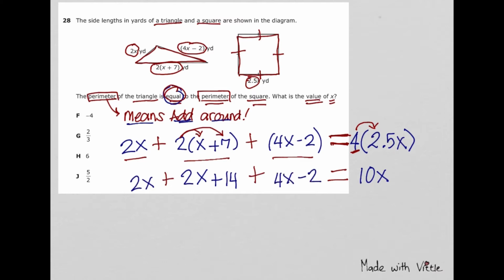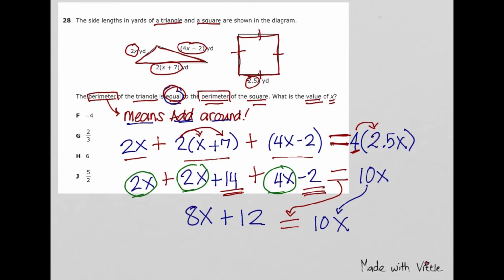Now combine like terms. The ones with the variable x can be combined because the x's have the same first power. 2x plus 2x plus 4x is 8x. The constants without a variable are the positive 14 and that negative 2. They're different signs, so we subtract.